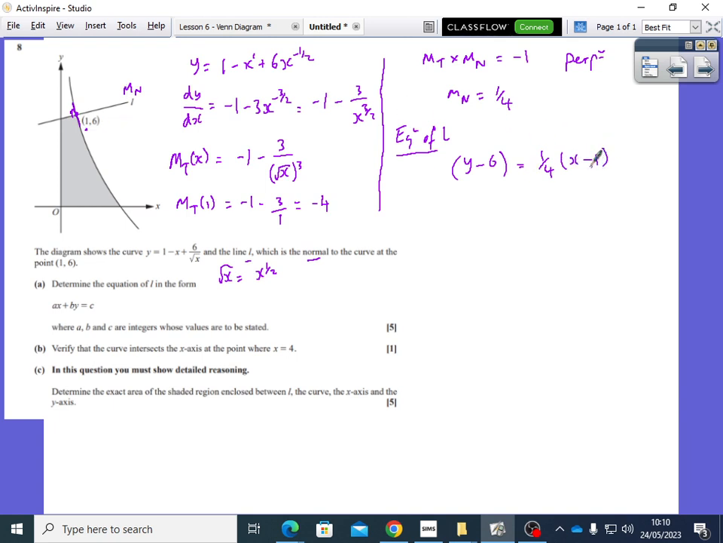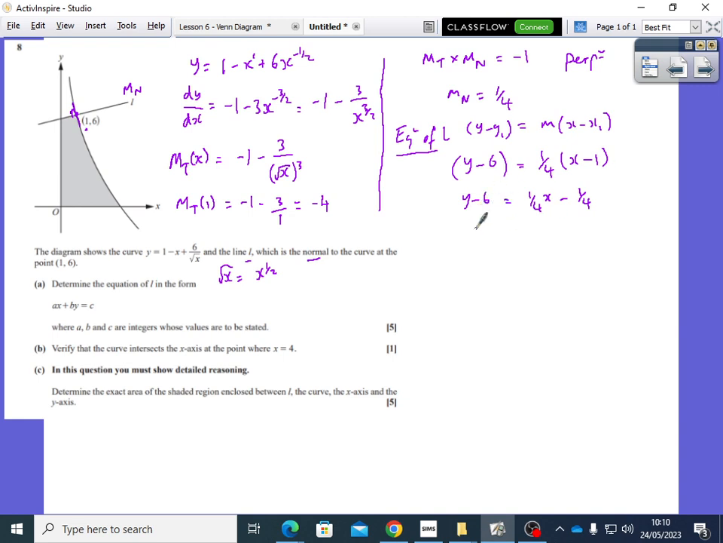I should have really stated the equation. You should know this equation: y minus y1 equals m times x minus x1. So that's the equation I'm using to find the equation of the line. Okay, so once I got that, expand it through, y minus 6 equals 1/4 x minus 1/4.